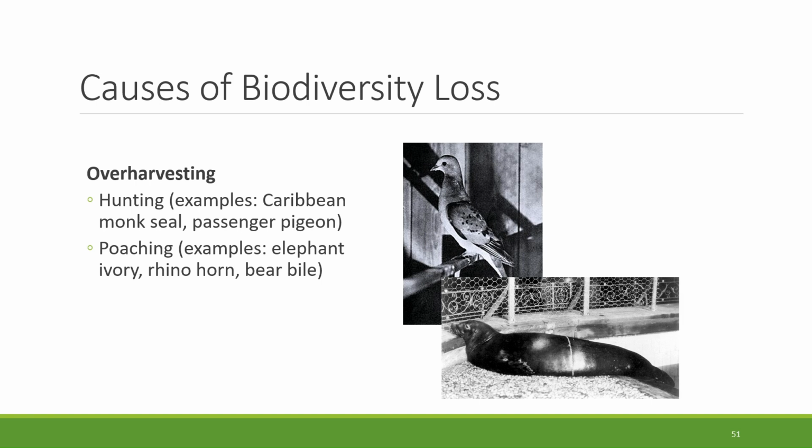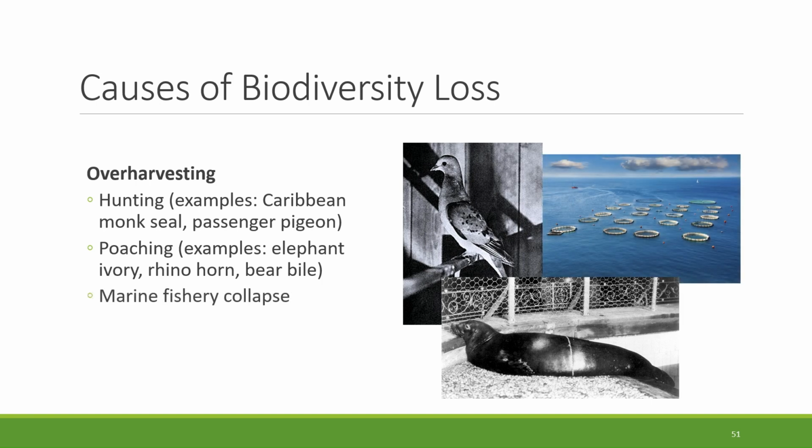Maybe the biggest threat from overharvesting is to marine fisheries. A marine fishery is a habitat in the ocean where fish live and are commercially harvested. The National Oceanic and Atmospheric Administration estimates that 90% of marine fisheries worldwide are being fished at their maximum capacity or overfished, meaning that more fish are being taken out than can be replenished. So the populations are in decline.